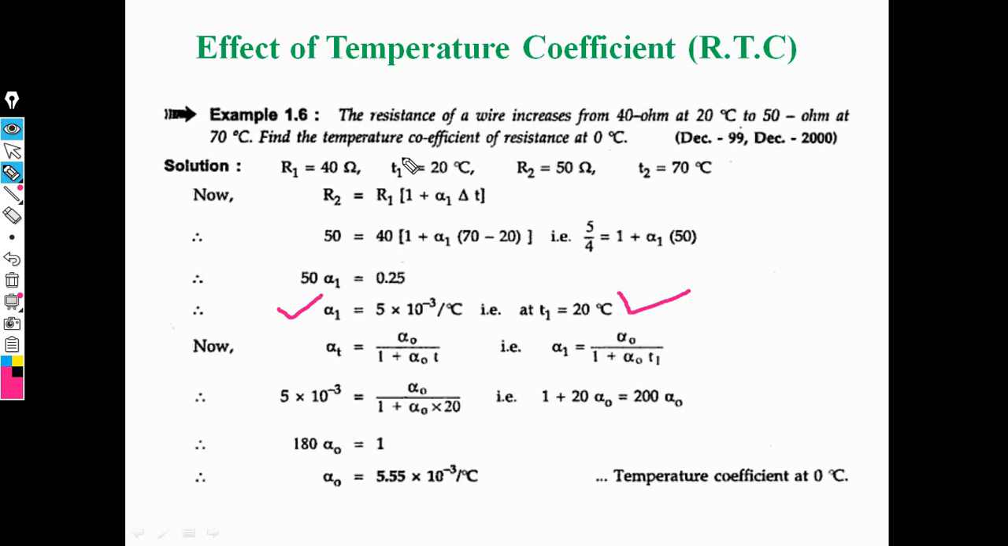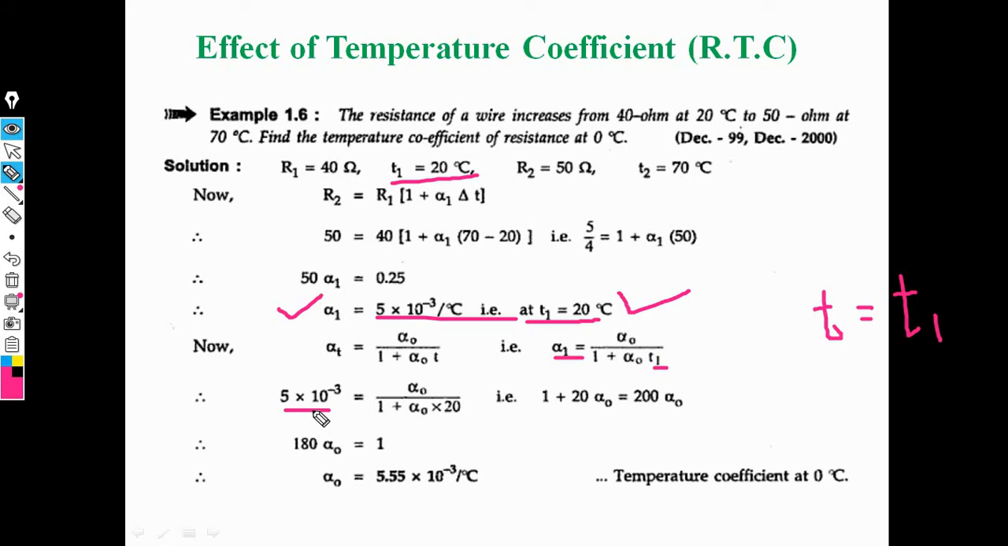Now T1 is given here, that is 20 degrees Celsius. Here we need the formula for alpha T, the resistance temperature coefficient at T degrees Celsius. That is alpha T is equal to alpha 0 upon 1 plus alpha 0 T. Here we have considered the temperature is 20 degrees, so put T equal to T1. Then alpha 1 is given as 5 into 10 raised to minus 3 per degree Celsius.